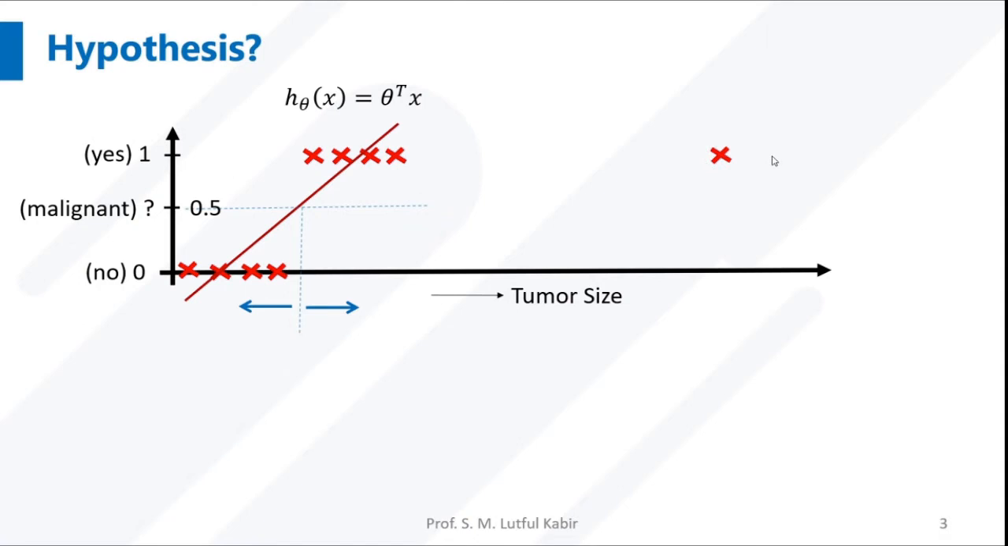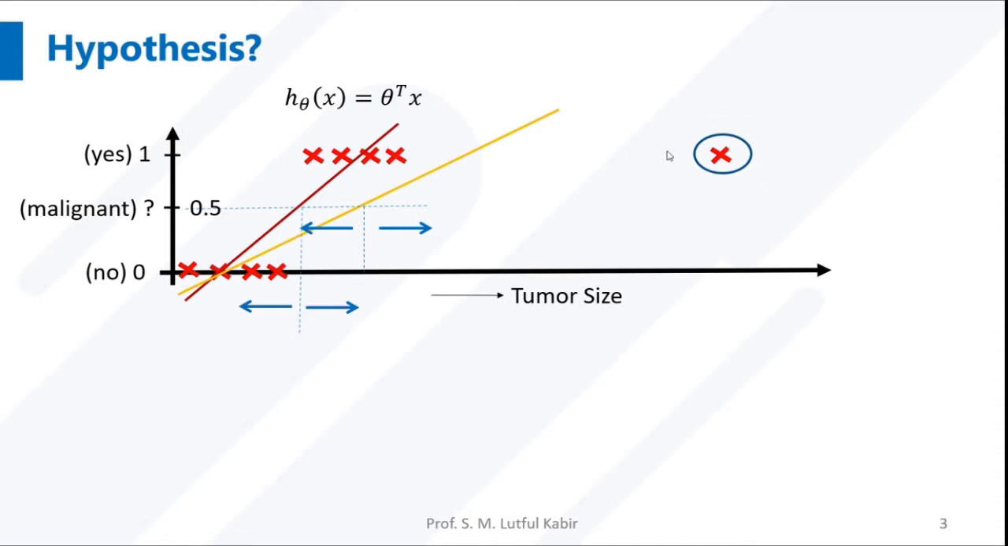But let us suppose there is another test result over there with a tumor size of that level. It is also a malignant tumor. So if you want to take all the data and fit a line of this pattern, then the line may be this one. If you apply the same logic as we applied earlier, at the 0.5 level, it is malignant on one side and benign on the other.